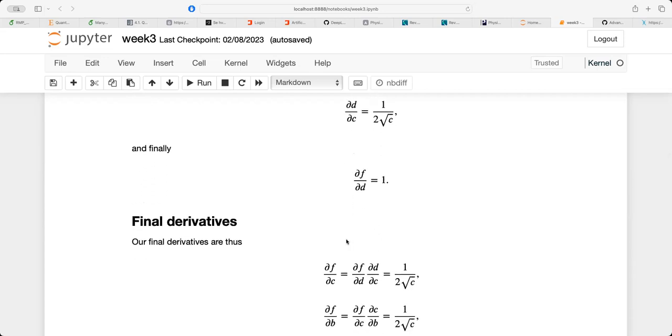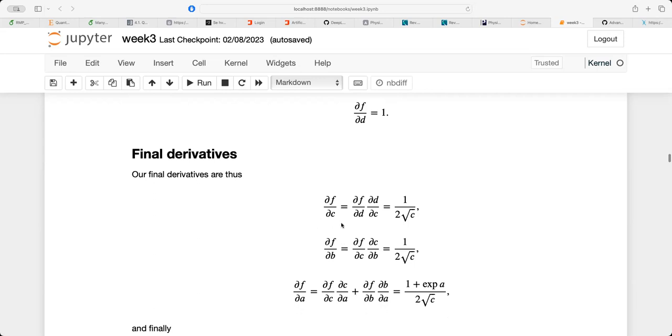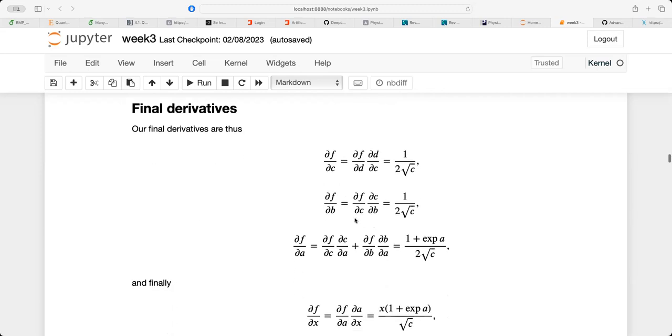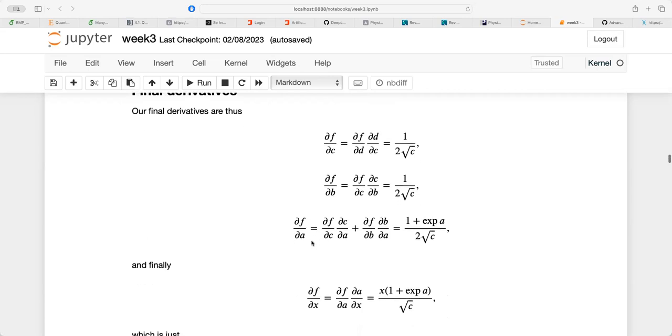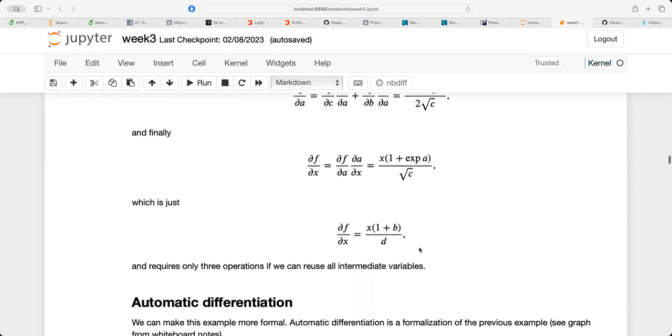So then I can now calculate the derivatives. I have this derivative with respect to c, and you see the chain rule being applied here. I do the same thing here, chain rule, 1 over 2 square root of c. I take dF dA. Now I have to be careful because there is a c dependence and a b dependence. And then I get this quantity. And then finally I have my dF dx, which is given by this quantity. And if I rewrite it, I can actually write dF dx like this.